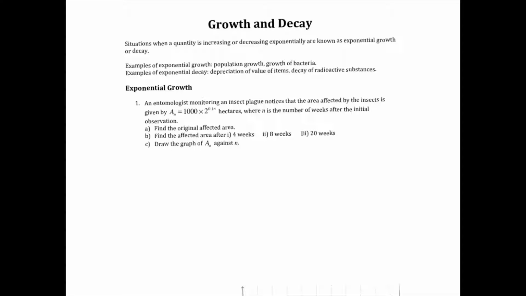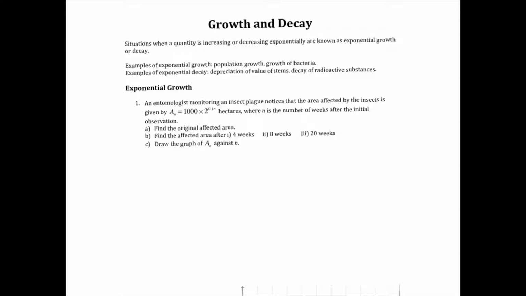First we're going to do an example of exponential growth. An entomologist monitoring an insect plague notices that the affected area by the insects is given by A(n) = 1,000 times 2 to the 0.1n hectares, where n is the number of weeks after the initial observation. Question A says find the original affected area.